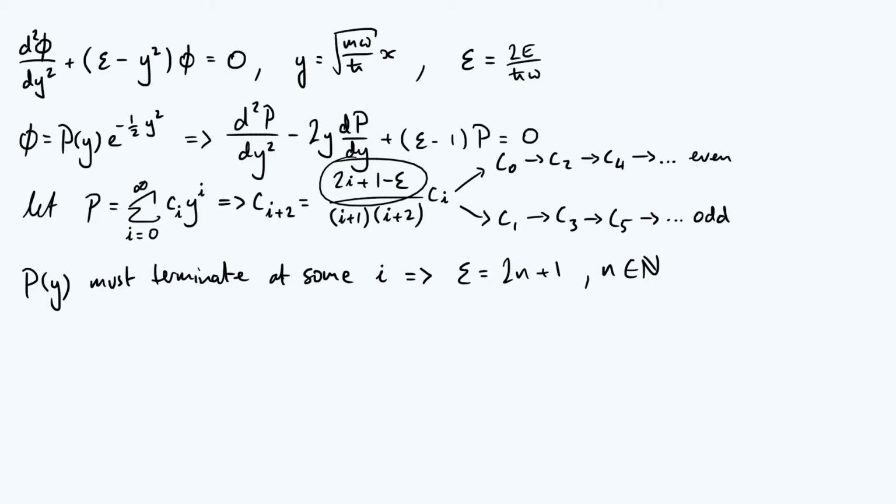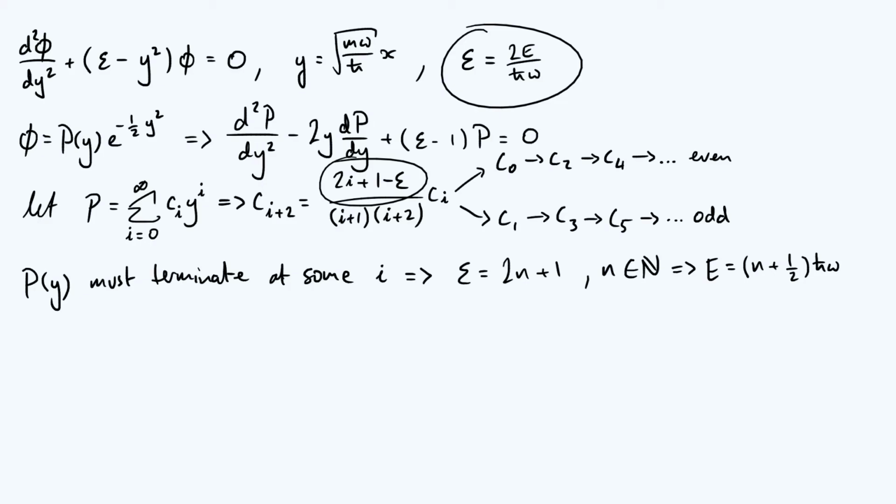Now remember that the meaning of epsilon was this rescaled energy variable. So if we now substitute back that epsilon is 2E over h bar omega, where omega was the parameter from our quadratic potential, you can find that your energy variable E has to be n plus a half times h bar omega.